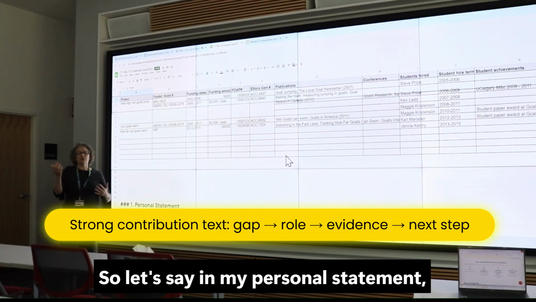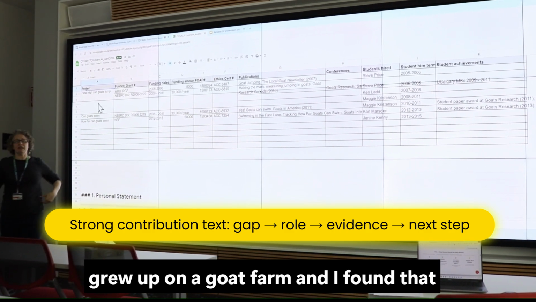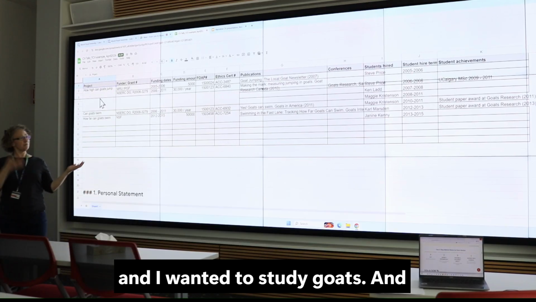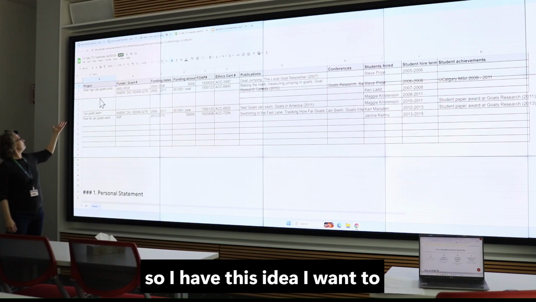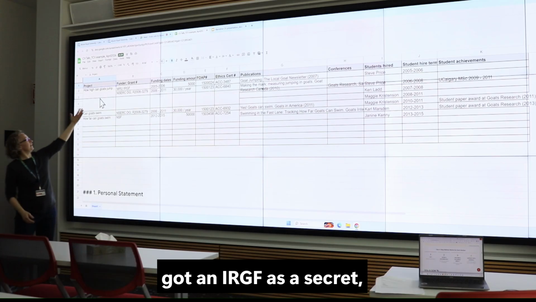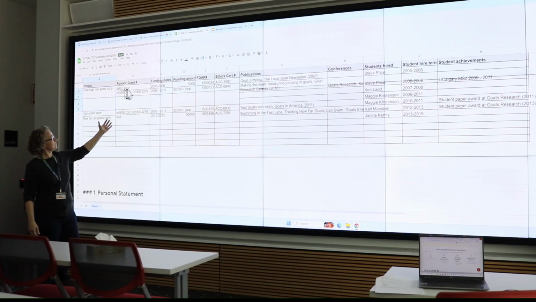So let's say in my personal statement, because apparently here I like goats, I grew up on a goat farm and I found that there was a gap in research. So I grew up and I wanted to study goats. And so I have this idea, I want to figure out how high can goats jump. So I got an IRGF as a seed grant, $5,000.